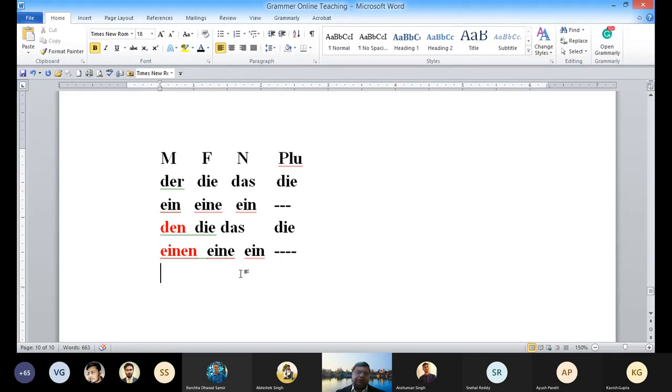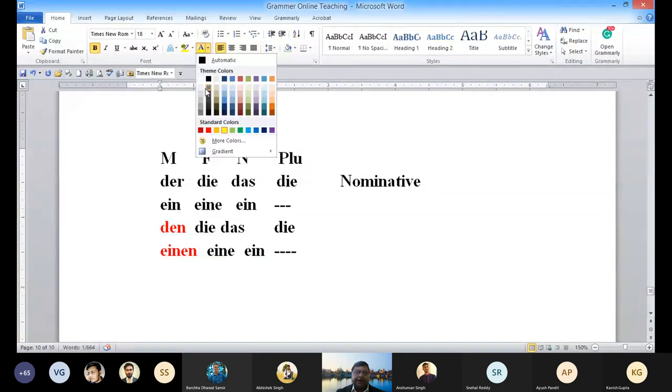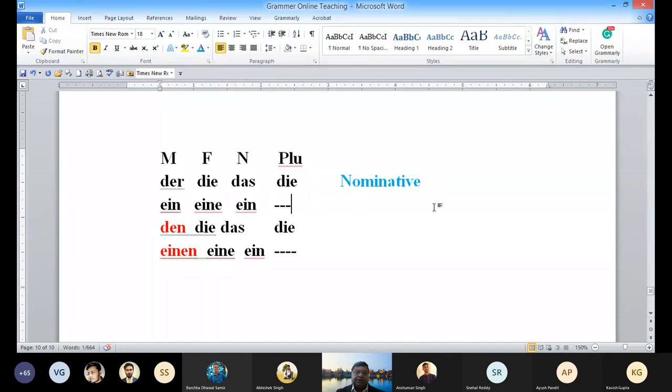So now I will go further by telling you that this first row is called nominative. So you have to remember this. Nominative is the grammatical term I am using. Nominative means der, die, das, or ein, etc. When they are used as a subject noun, then they are called nominative.